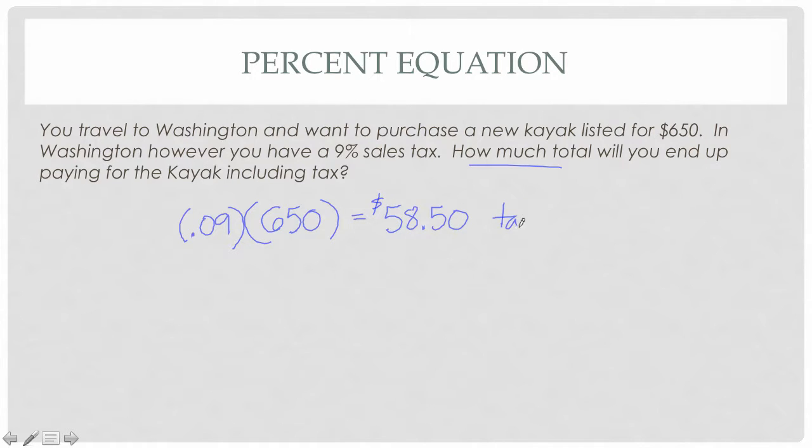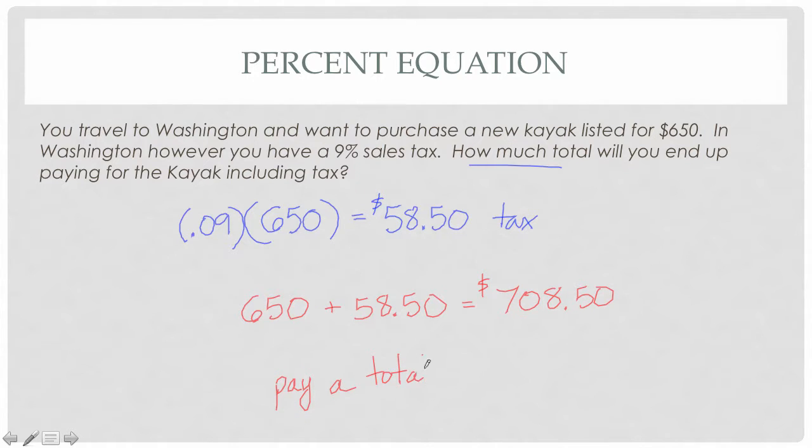So there we go. So how much total? That's the tax. The total is going to be $650 for the kayak, plus you pay a tax, and that's going to be a total of $708.50. Pay a total of $708.50. There we go. We just answered that question right there.